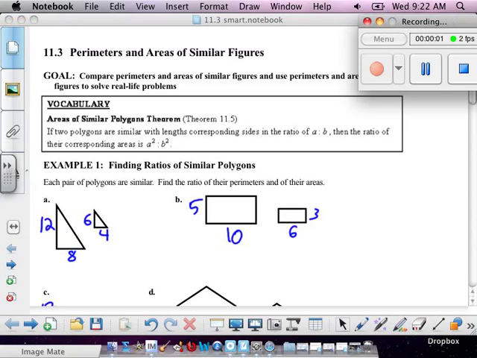Right, ladies and gentlemen, we're looking at 11.3, perimeter and area of similar figures. We're going to compare perimeters and area of similar figures and use them to solve real-life problems. If two polygons are similar, with lengths corresponding in the ratio of A to B, then the ratio of their corresponding areas is A squared to B squared.